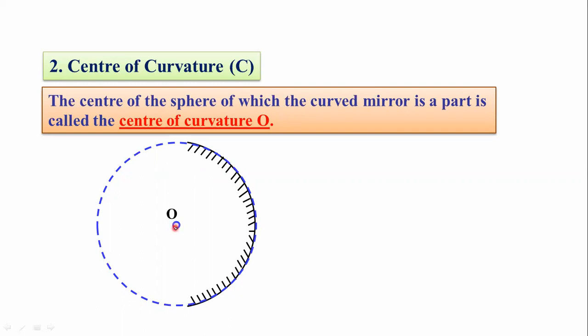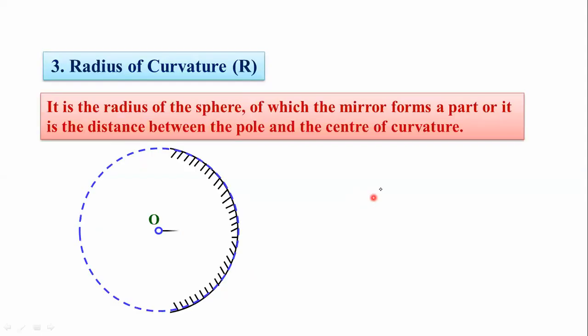the center of curvature. See now, this is the center of the sphere of which the curved mirror is a part. So it's called the center of curvature. This is very, very important. Next, radius of curvature. Radius of curvature is the distance between the center of curvature and the pole.